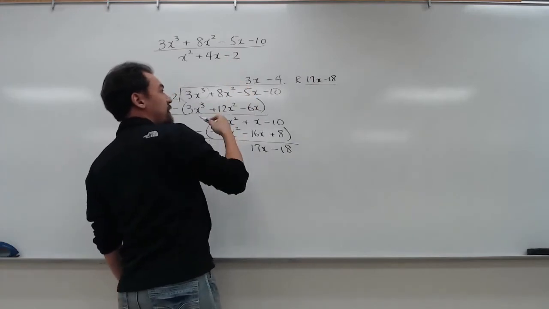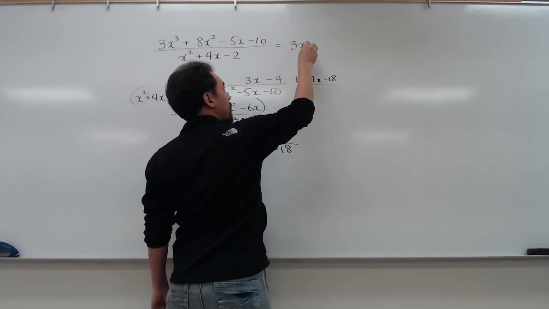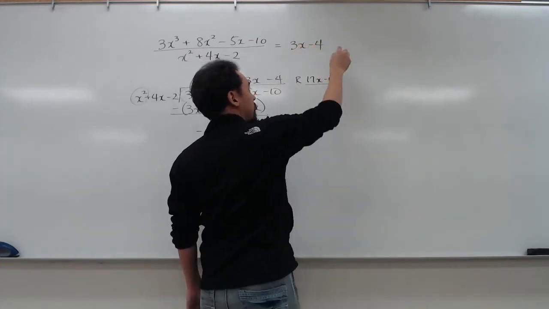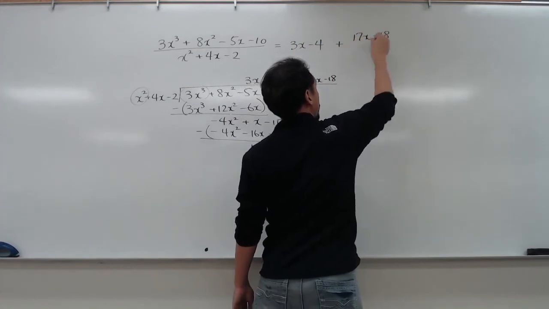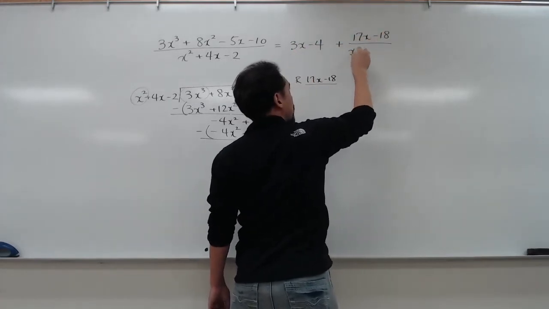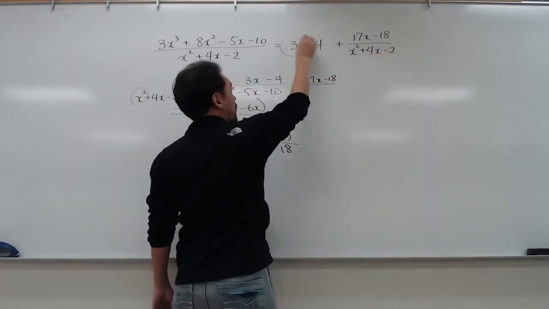When we write this in quotient and remainder form, the quotient will be 3x minus 4, then plus the remainder will show up here in the numerator as always, divided by the entire divisor, like so. So this is the quotient.